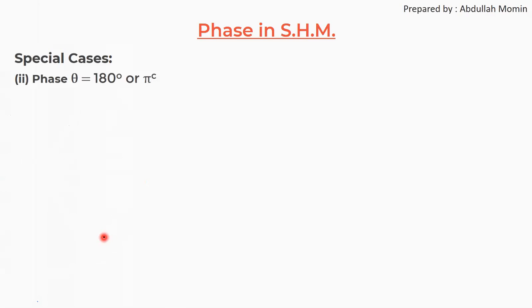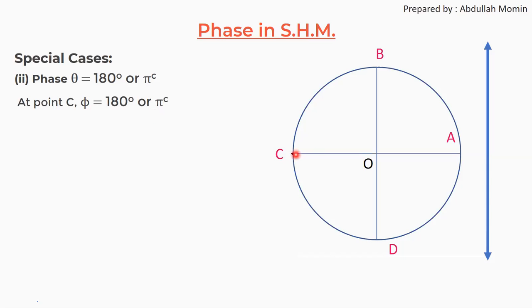The next special case is when the phase is 180 degree or pi radian. So at point C, the angle phi is 180 degree or pi radian. Suppose the particle is at point C. So it is making an angle with this horizontal line OA and that angle is 180 degree, that means pi radian. And the image will be again at mean position.